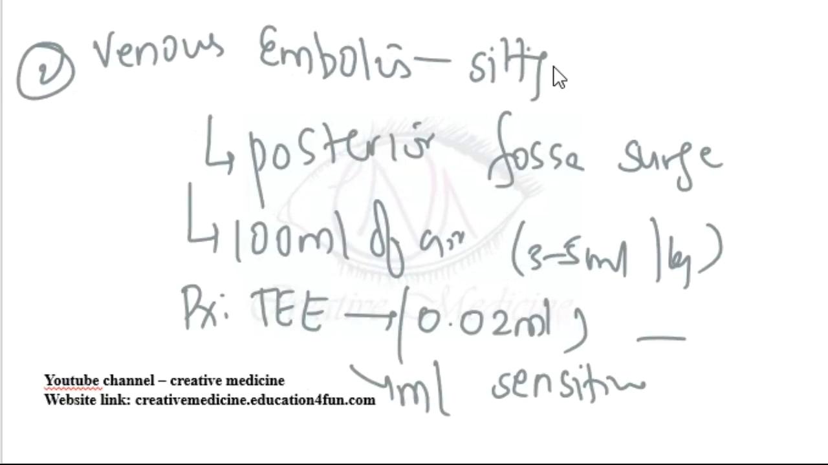Venous embolism is mainly seen in the sitting posture, that too in posterior cranial fossa surgeries. Venous embolism can occur even due to 100 ml of air or even 3 to 5 ml per kg of air. Diagnosis is done by transesophageal echocardiography, which can quantify, and it is most sensitive. Even 0.02 ml of air can be detected by transesophageal echocardiography.